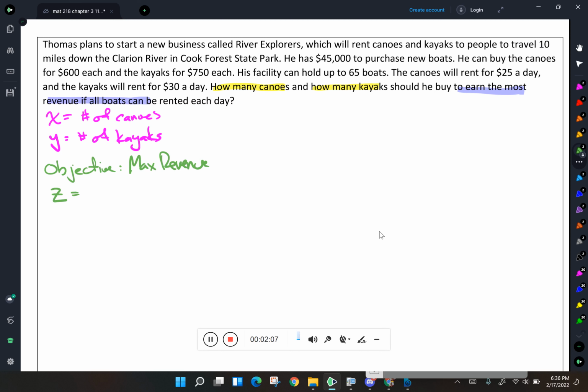So how much revenue will I earn? Well, I earn $25 a day times the number of canoes that I'm going to have, and I earn $30 a day times the number of kayaks that I have. And there's my revenue equation. That's the thing that I want to maximize. Well, what are my constraints?